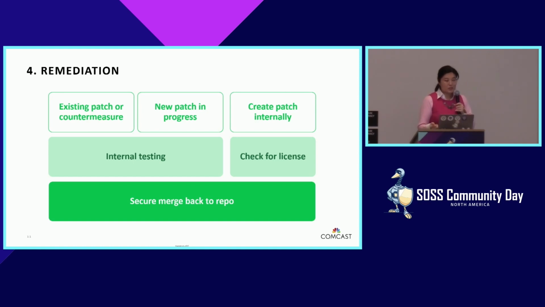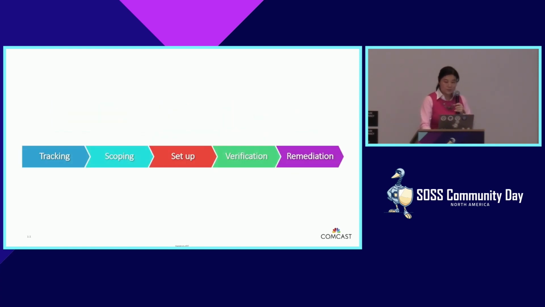And in some cases, you might need to create a patch internally. And because this is open source code, it's important to check the license. And in some cases, if you must open source it according to the license, you want to make sure that your patch doesn't include proprietary information. Or in some cases, depending on the license, you may not need to open source it. And then, of course, securely merge back to the repo to complete the cycle. So that wraps up the process of setting up a bug bounty program.